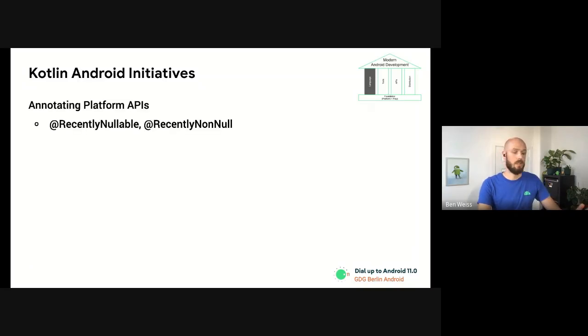That means the recently nullable and recently non-null APIs that Chet just talked about will change to nullable and non-null annotations over platform releases. A recently annotation will give you a compile time warning, and in the next release, that might give you a compile time error. So you have one release to change your code: you see there's a warning, and for the next release you have to update your code in order to not have a compile error. That's one of the things we're doing on the APIs from the platform side.